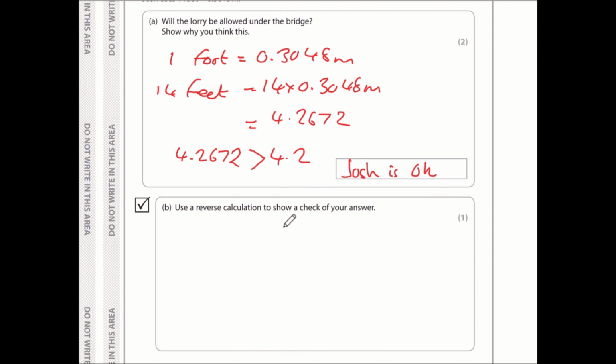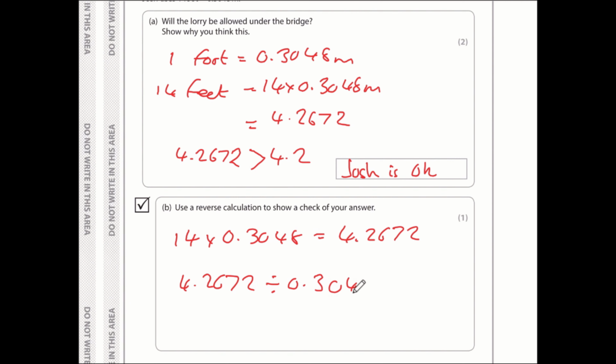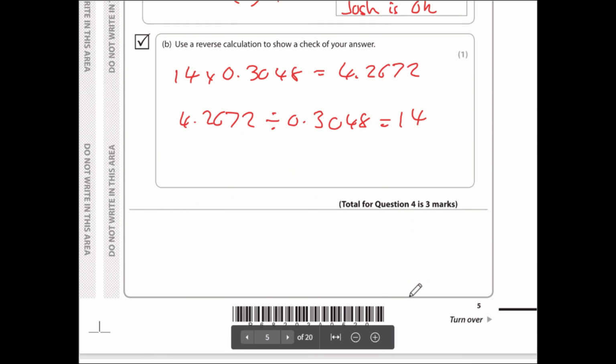Use a reverse calculation to show a check of your answer. Well, we have just done 14 times 0.3048 to get 4.2672. So what we can do is 4.2672 divided by 0.3048, and do we get 14? Yes, we do, so we know we're okay.